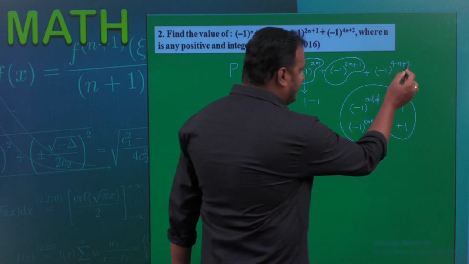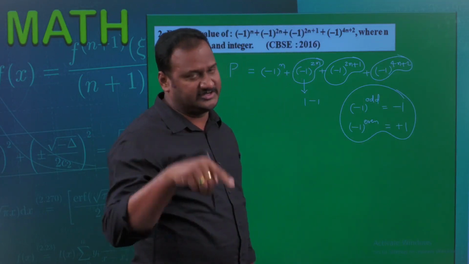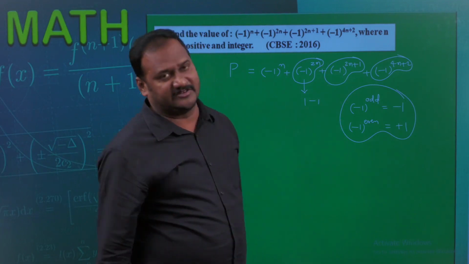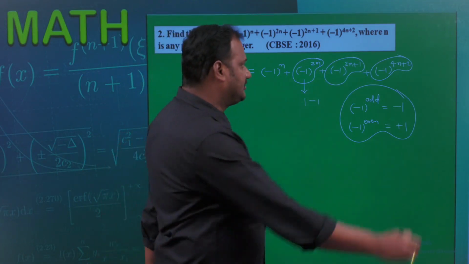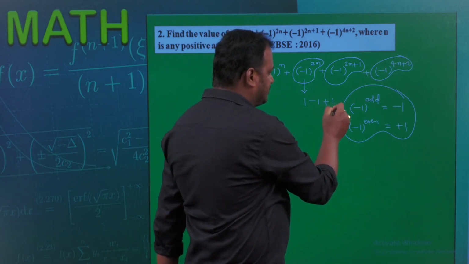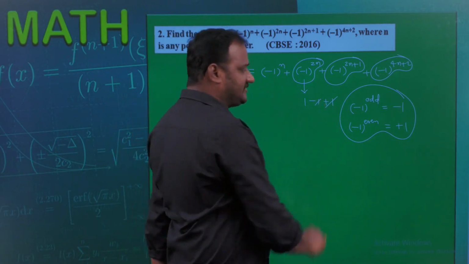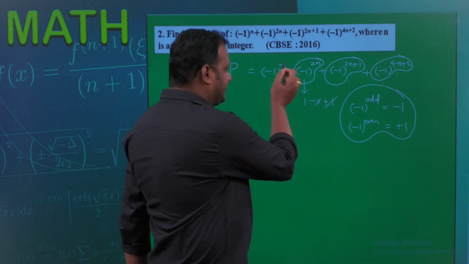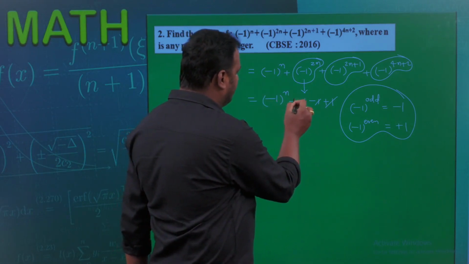Again, minus 1 to the power of 4n+2. 4n is an even number, 2 is also an even number. Even plus even is equal to even. So, minus 1 to the power of even is always equal to positive 1. Got it? So, here itself minus 1 and plus 1 cancel. But we cannot say about this, so I am going to write this (-1)^n only.